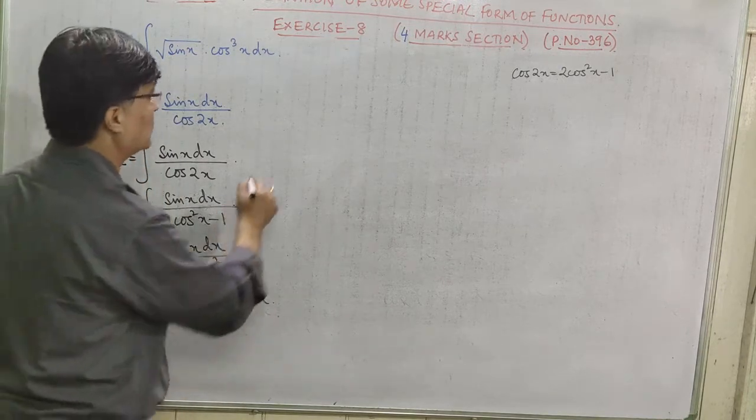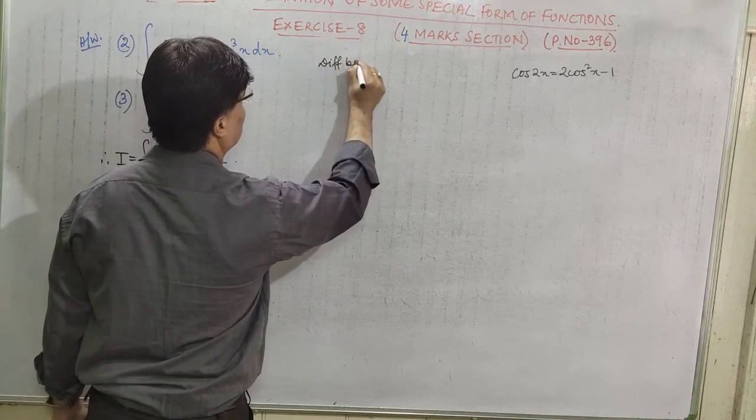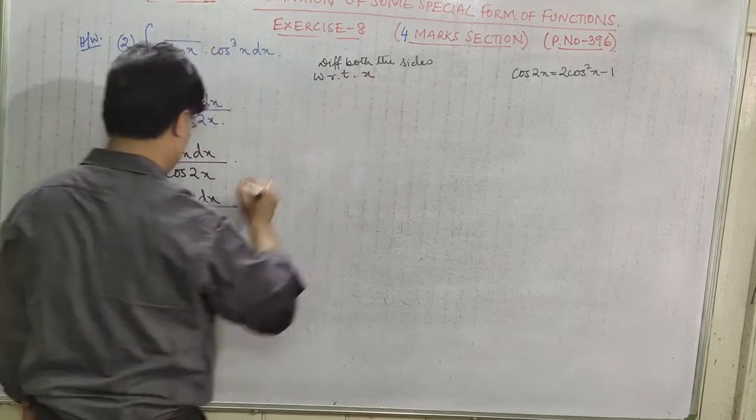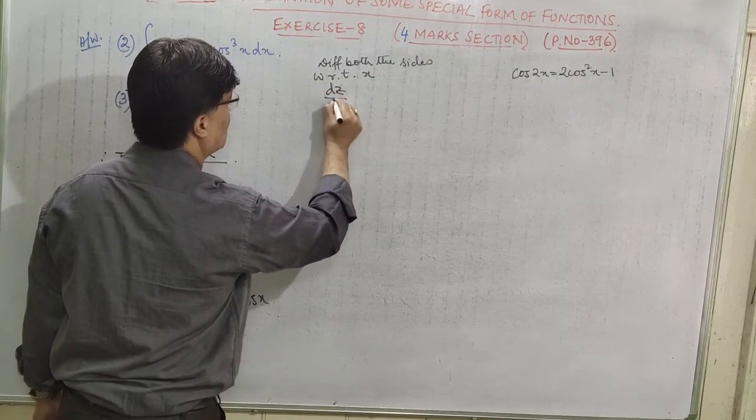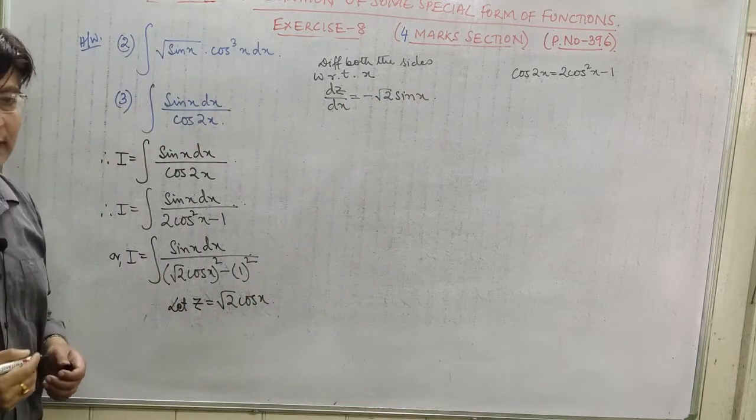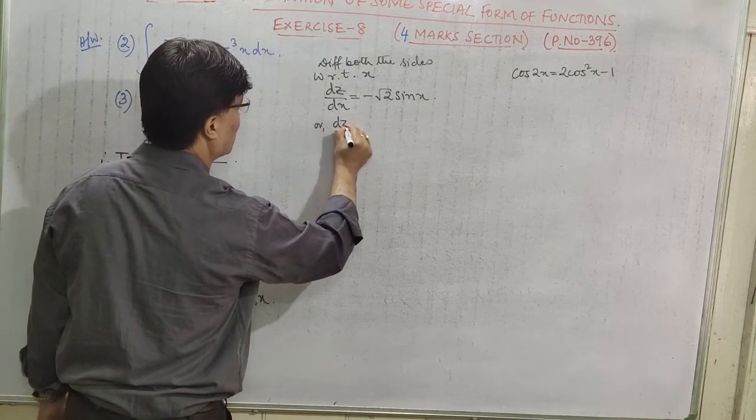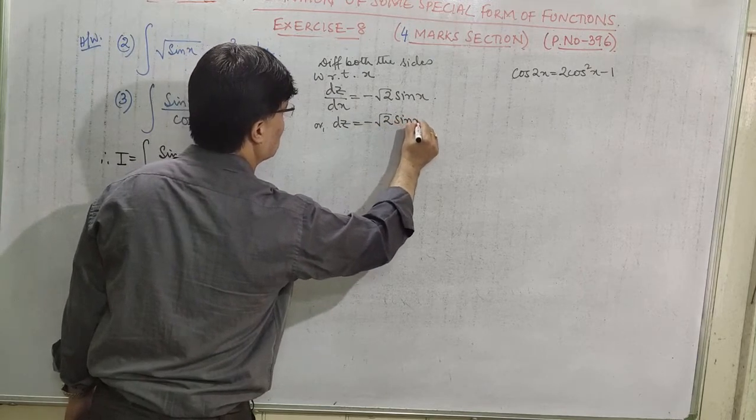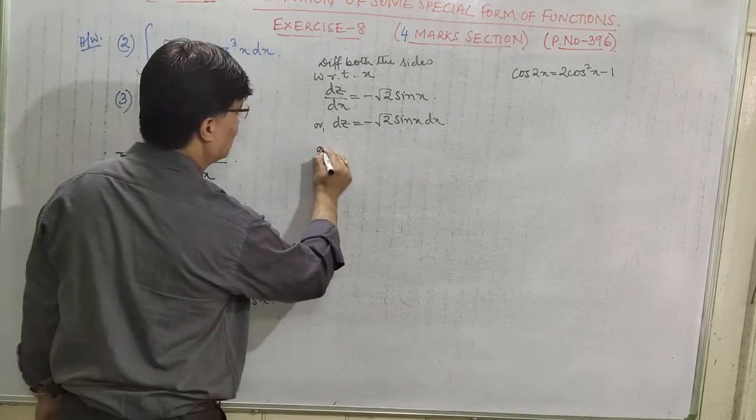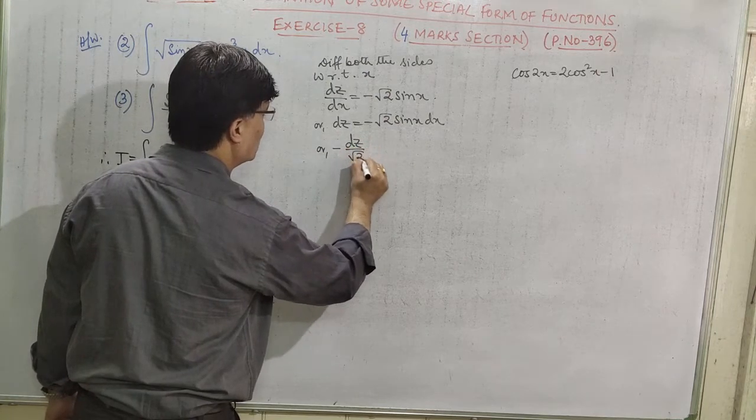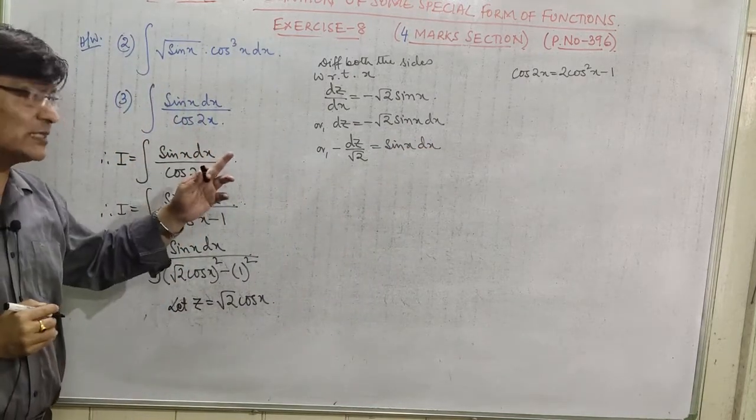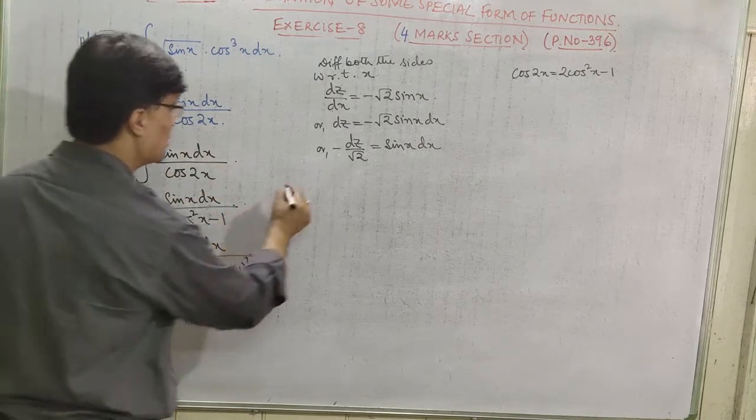Okay, so let us differentiate both the sides with respect to x. So dz by dx is equal to minus root 2 into sin x. You know that the differentiation of cos x is minus sin x. Let us do cross multiplication. So dz is equal to minus root 2 sin x dx. But in the numerator we have sin x dx, so take minus root 2 to the left hand side. So minus dz upon root 2 is equal to sin x dx. So we have got the value of the numerator, that is sin x dx is equal to minus dz by root 2. Okay, so let us put it in I.